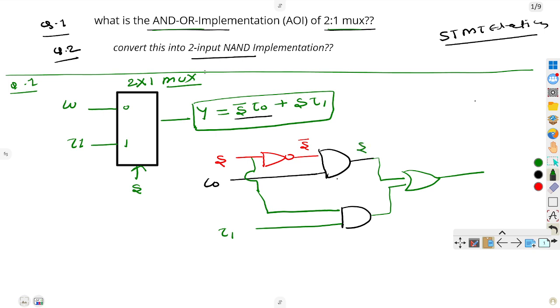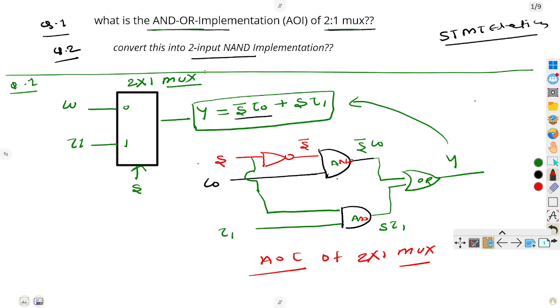Because this is S bar, this is an AND gate, no? This is an AND gate, this is an AND gate, and this is the OR gate. Okay, so S bar into I0, and this is S into I1. So finally, here you can add this same expression. We will get S complement I0 plus S into I1. I hope you understand. This is an AND gate and this is also an AND gate. Okay, so this is the AND-OR implementation of the 2 cross 1 mux.